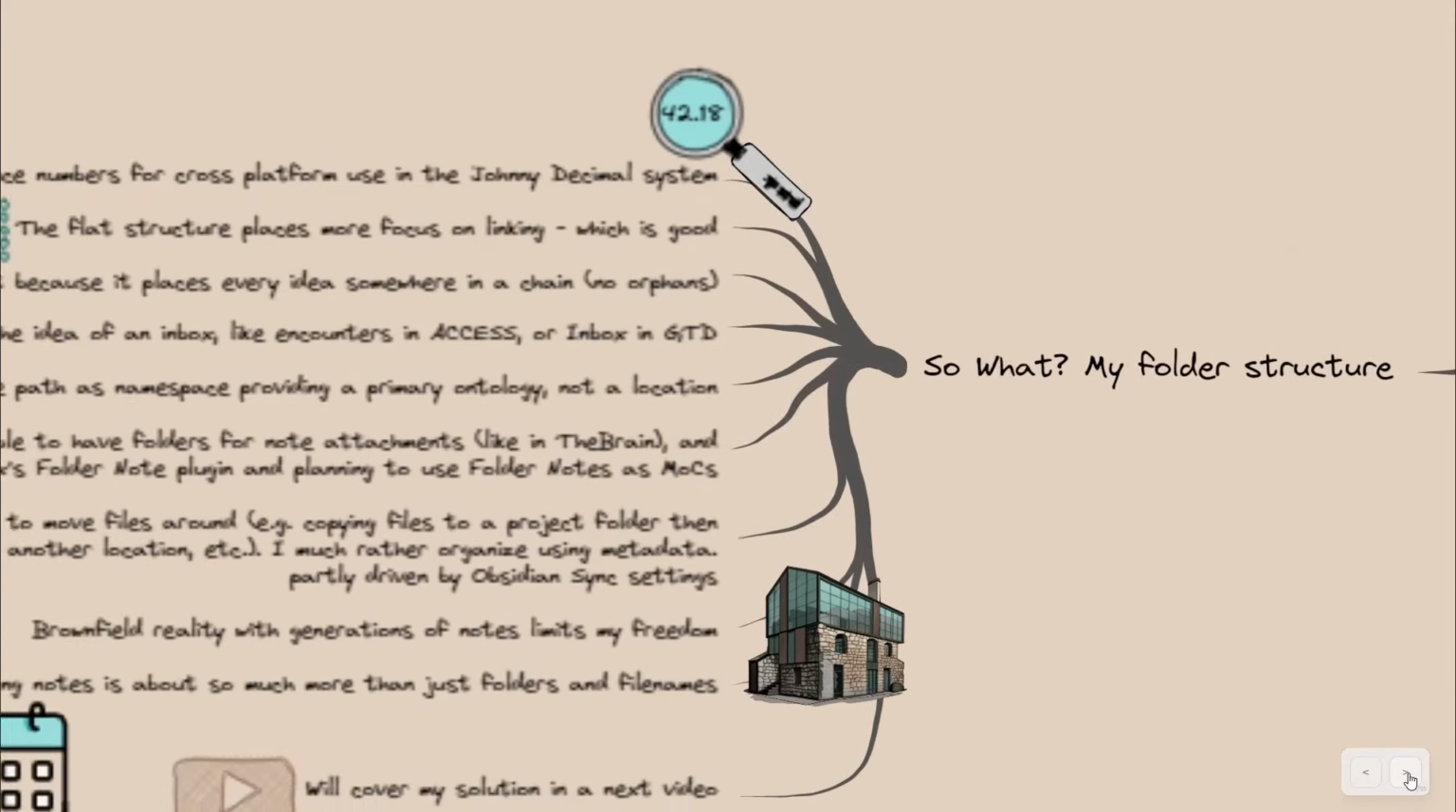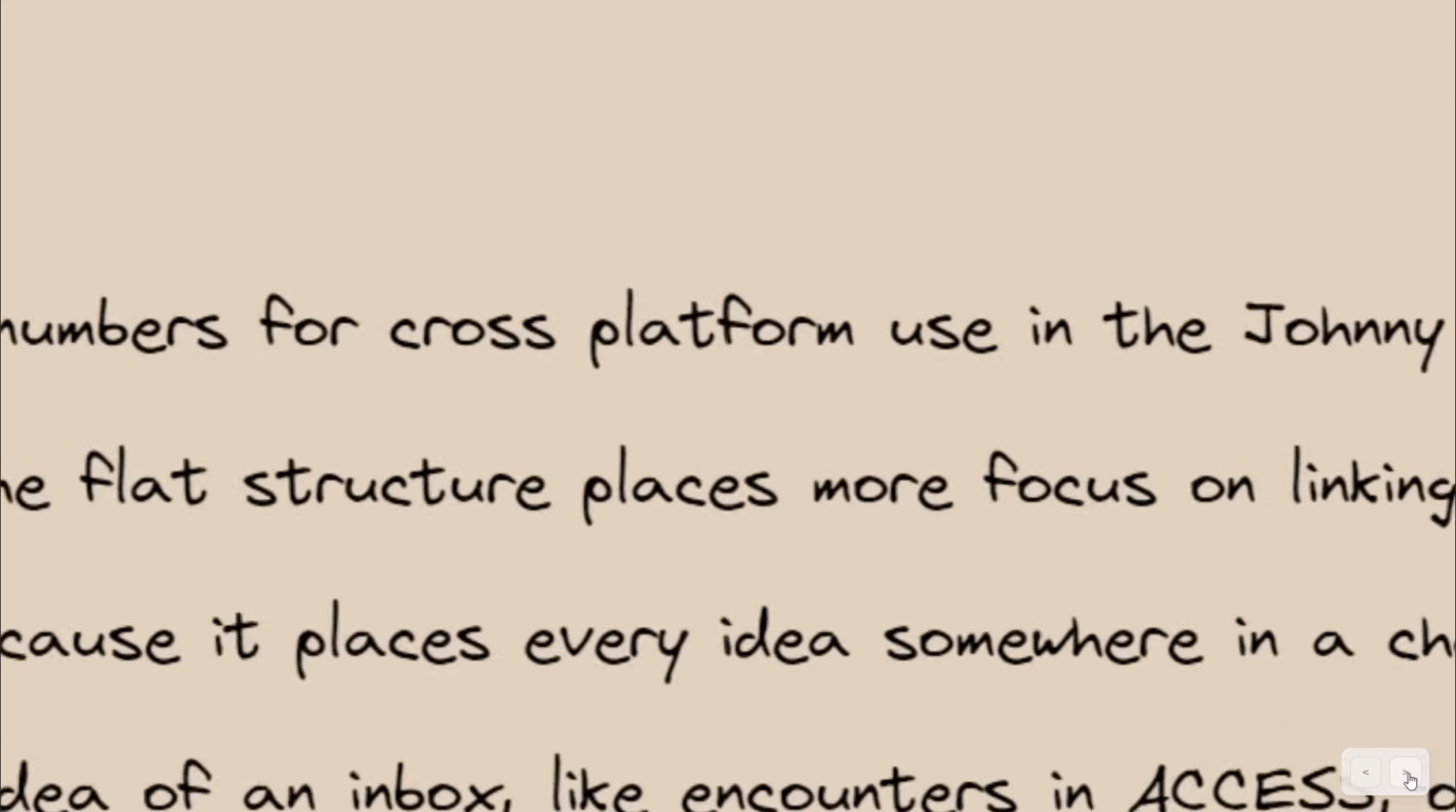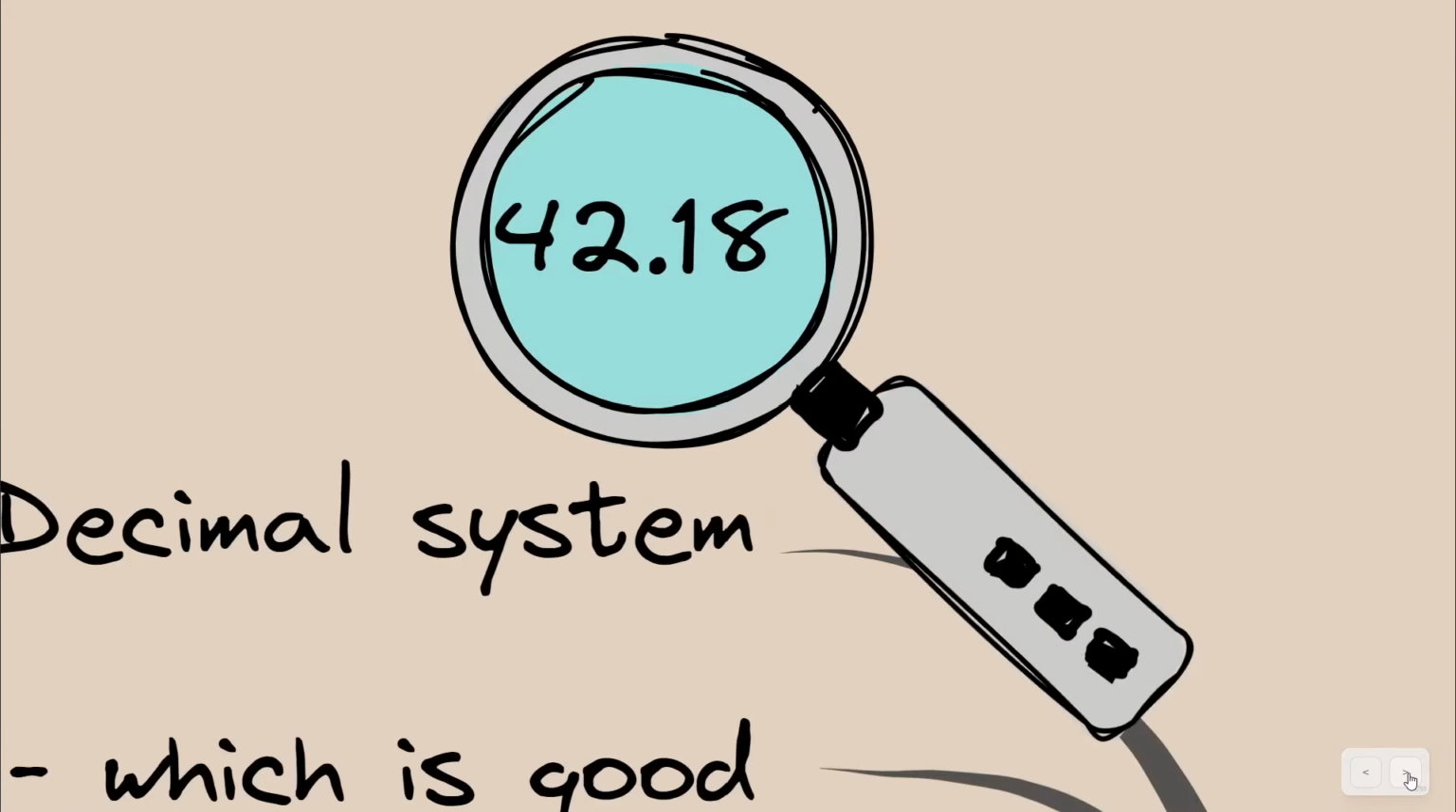While I will delve into the specifics of my own folder structure in a future video, I wanted to share with you some of my reflections on the approaches presented today and how I am applying these in my own system. I like reference numbers in the Johnny Decimal System because they offer cross-platform connections, such as between my files and my PKM and my emails.